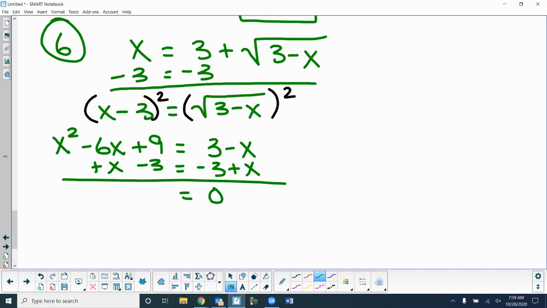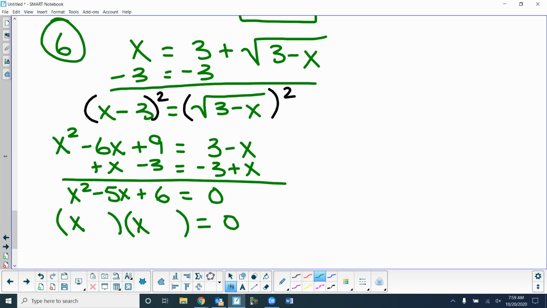So I got a 0 on the right now. 9 minus 3 is 6. Negative 6 plus 1 is a negative 5. My x squared. Okay, you can use the quadratic formula if you want, or if you're good at factoring, this one's easy to factor. Again, it's 1 for my a value, so it's x times x.